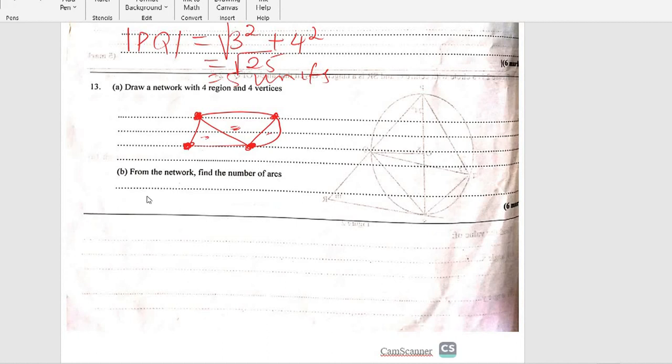Okay. From the network, find the number of arcs. The number of arcs are simply these lines: 1, 2, 3, 4, 5, 6. There are 6 arcs. From that network that has been generated, we have 6.